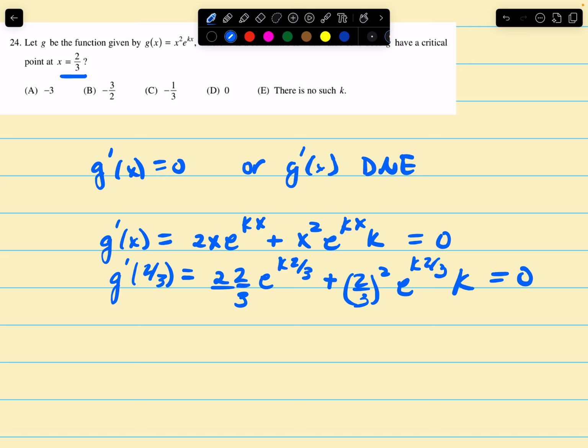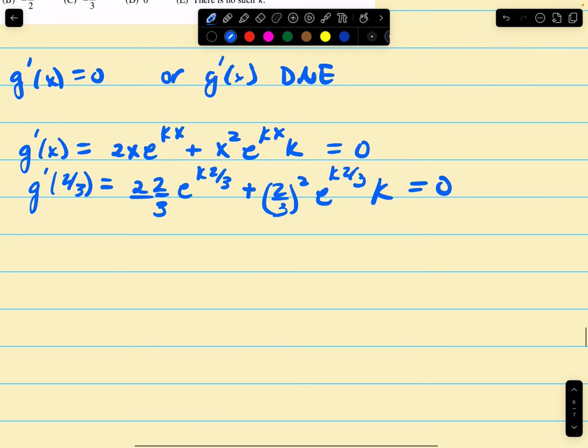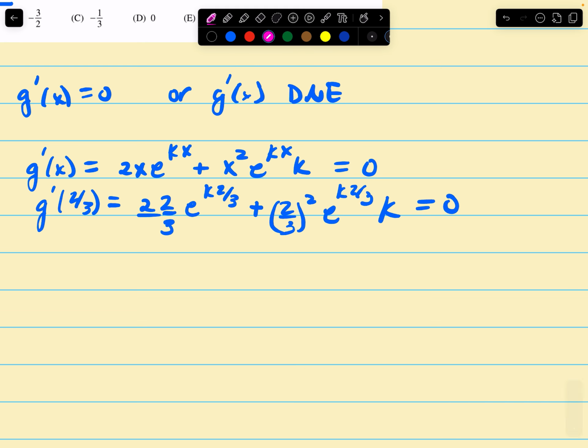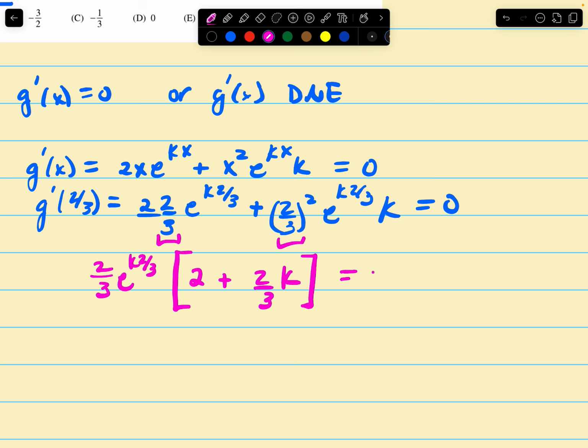And now we need to solve for k, and it looks a little ominous, but factoring usually is our friend. So I see I have a 2/3 that I can factor out. Go ahead and factor out a 2/3, and an e to the k times 2/3. I can factor all that out. So that leaves behind a 2 plus one of my 2/3 and k. Set that equal to 0.